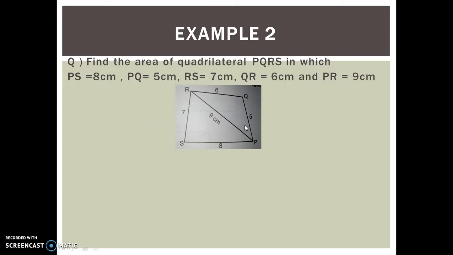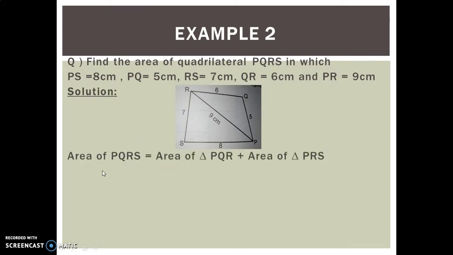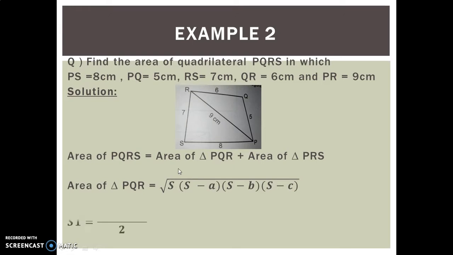Okay, so now as you see, we have 4 sides and 1 diagonal. So we will divide this quadrilateral into 2 triangles now, triangle PQR and triangle PSR. Okay, after dividing it, we'll first find the area of triangle PQR. You will write down area of PQRS is equal to area of triangle PQR plus area of triangle PRS. Now first we are going to talk about area of PQR. We are going to find the area of triangle PQR by using the Hero's formula. Okay, we are using the Hero's formula.